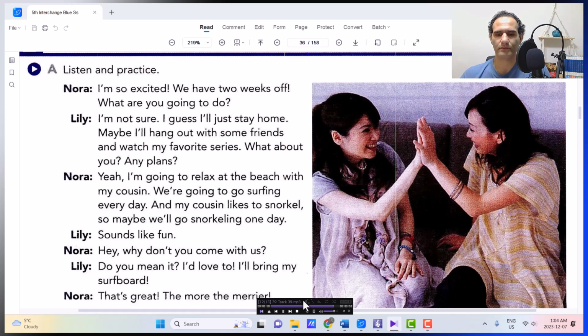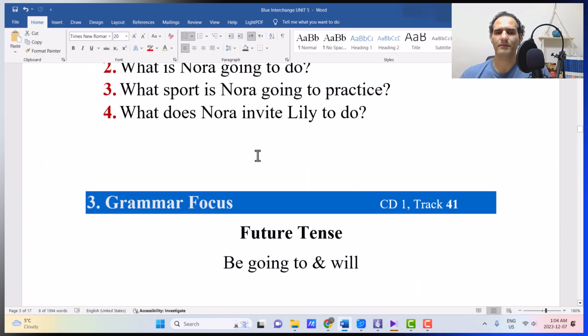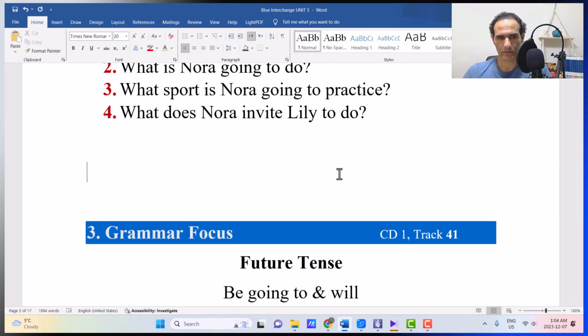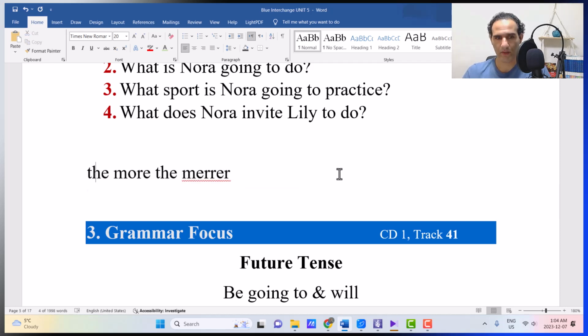That's great. The more the merrier. What does that mean? The more the merrier. An idiom meaning the more we are, the happier it will be. Sometimes I ask you, how much money do you want? And you say, the more the merrier. So, the more money you give me, the better it will be. The more the merrier. Okay.